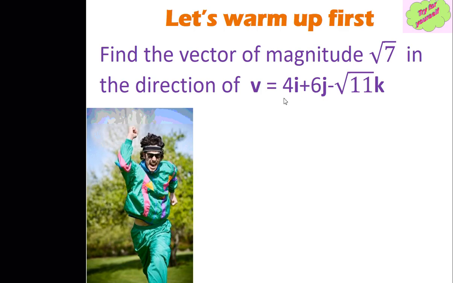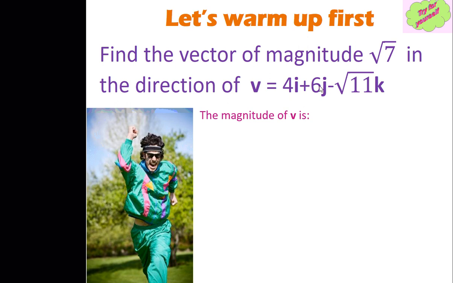Okay, so let's do a little warm-up first so we don't forget any of the previously learned material. Find the vector of magnitude root 7 in the direction of 4i plus 6j minus root 11k. So remember what you need to do. Work out first of all, what is the magnitude of this vector? And I think it was find the unit vector, sorry, I was going to say find the unit vector.